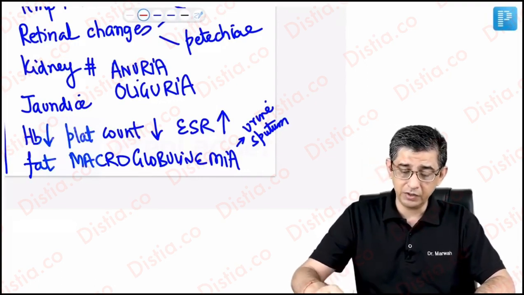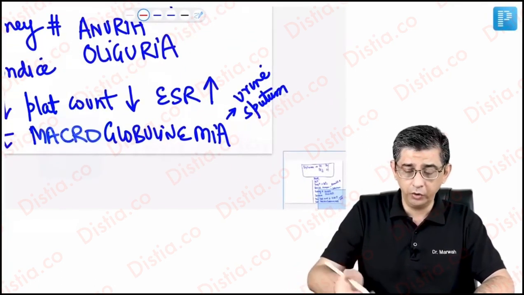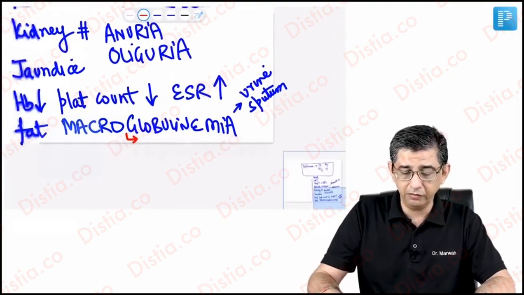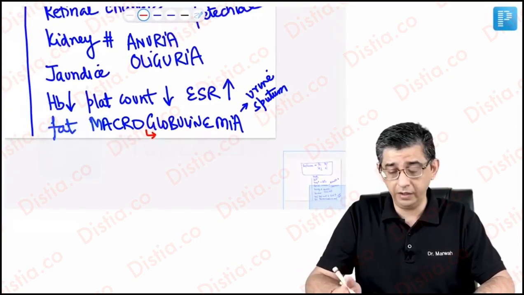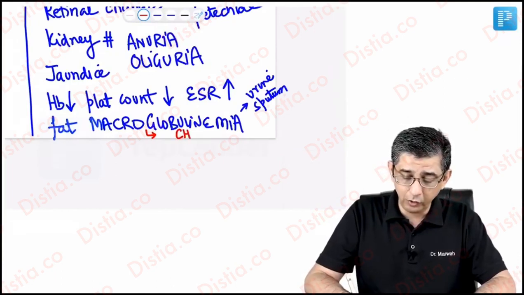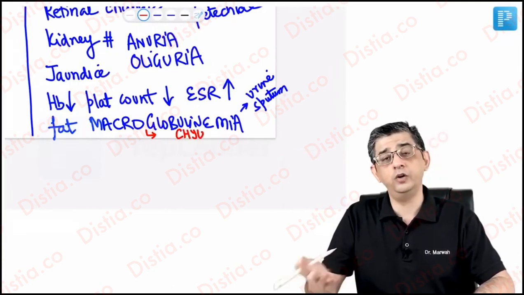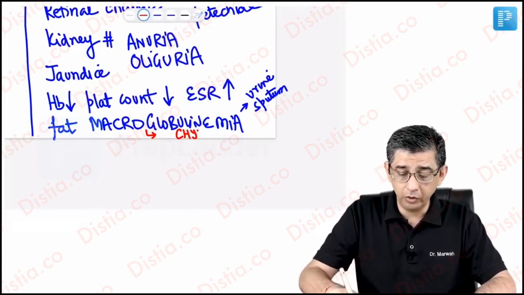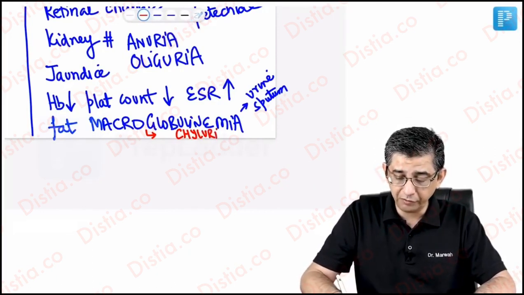And why is this a minor criteria? I mean, your query would be, sir, if you consider that this is such an important finding, then why did you mention that this is a minor criteria? That is because fat globules in the urine, you see, fat globules in the urine can be written as oval fat bodies. And you will read about me saying oval fat bodies in nephrotic syndrome.